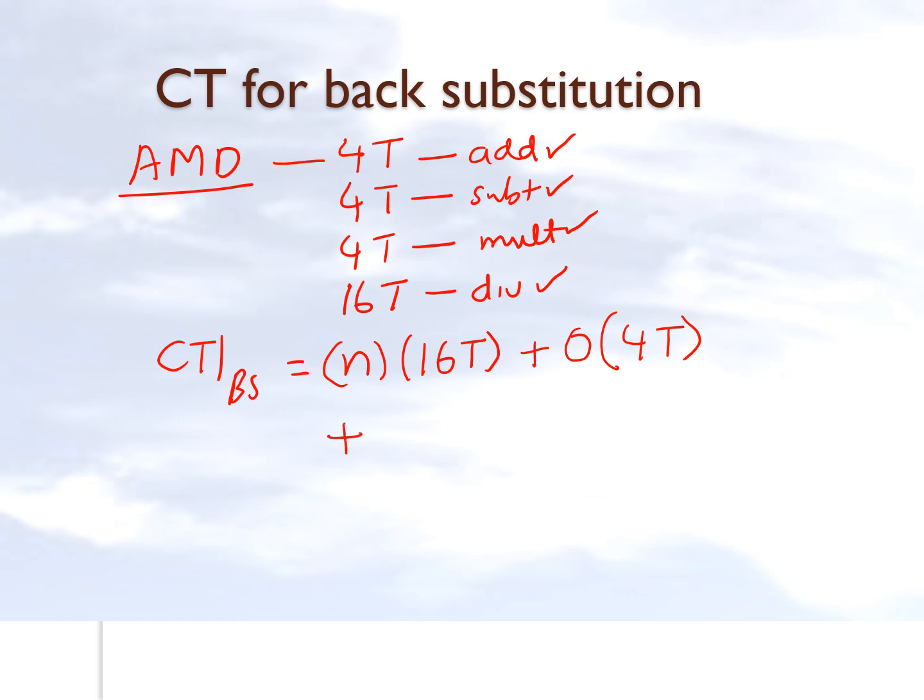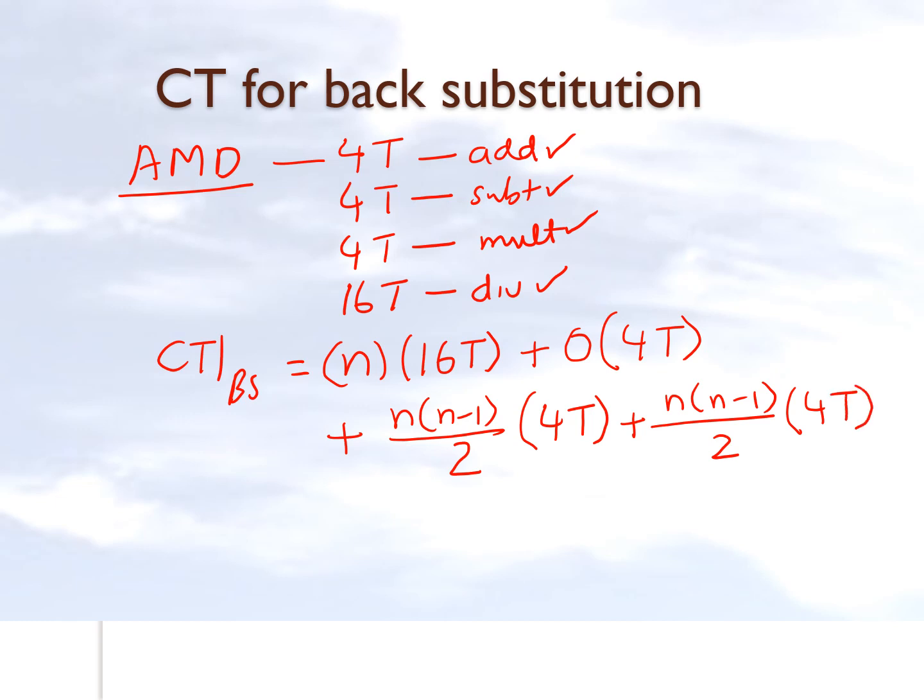We also know that there are n times (n minus 1) divided by 2 multiplications taking place, and each multiplication takes 4 clock cycle times. And then we know that there are n minus n times (n minus 1) divided by 2 subtractions taking place, and each subtraction takes 4 clock cycles. So if we add all those times, we get t times (4n squared plus 12n). So that's how we are able to obtain the computational time for back substitution.